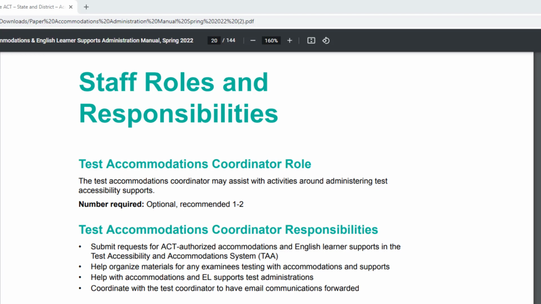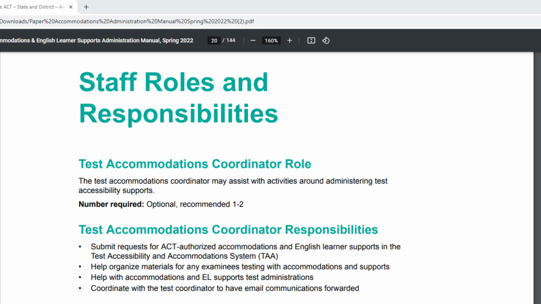Just a word of caution, some of the information in the paper-based administration manual is different than the information that's in the online administration manual. So pay close attention to some of the differences between the two.